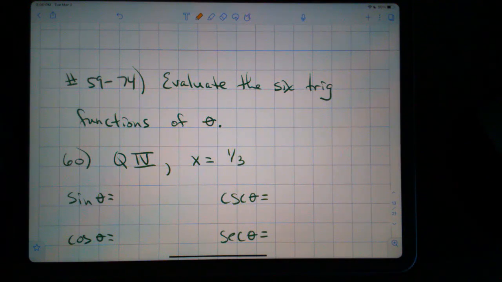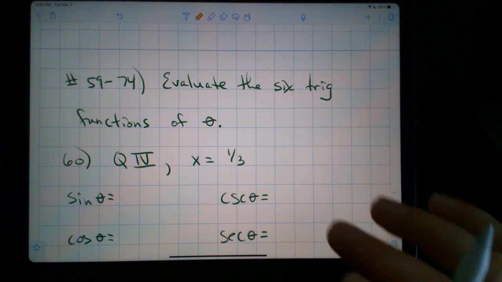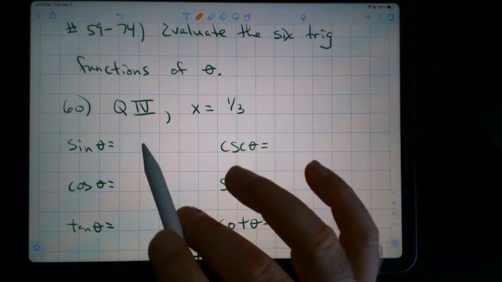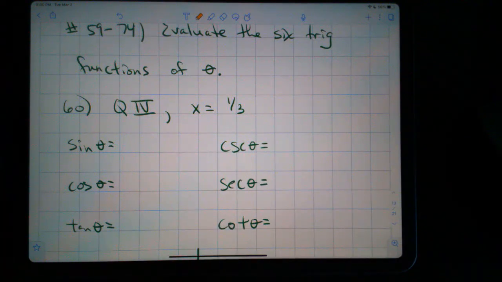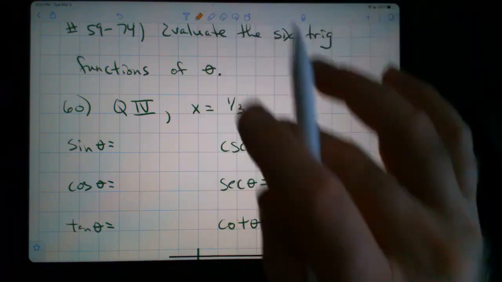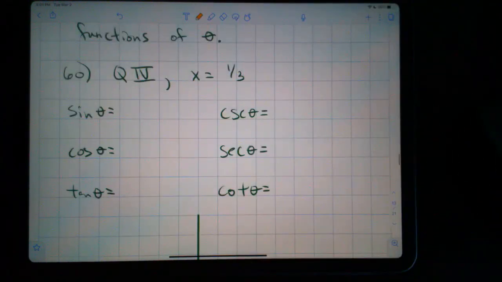So here I'm going to let the point xy denote the point where the terminal side of angle theta in standard position meets the unit circle, and use the given information to evaluate the 6 trigonometric functions of theta. Okay, so for problem 60, it's going to end up in quadrant 4, and our x is 1/3. From that information, we need to find all of these 6 functions. These are a lot of fun. I like these a lot.